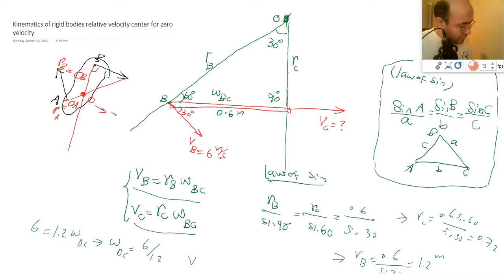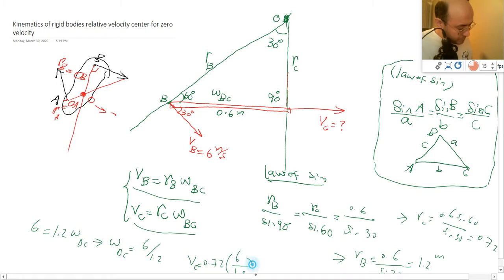So I can say VC is equal to RC. RC was 0.72 times 6 over 1.2. And then you end up at velocity of C equal to 1.44.